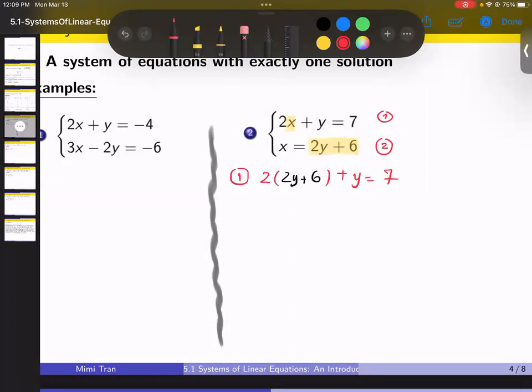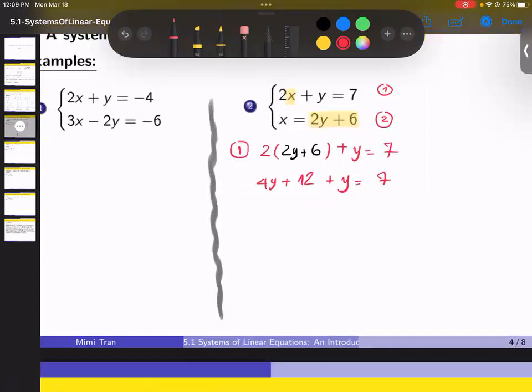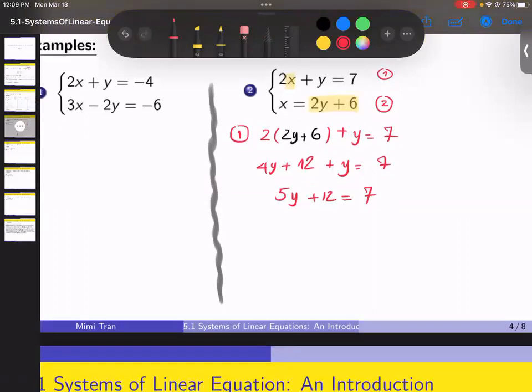You can solve this. 2 times 2y is 4y, plus 12, plus y equals 7. Combine like terms. 5y, I'll do it slowly, plus 12 equals 7. Subtract 12. 5y equals -5. y equals -1. Once you have y, you can put it into equation 2 to solve for x.